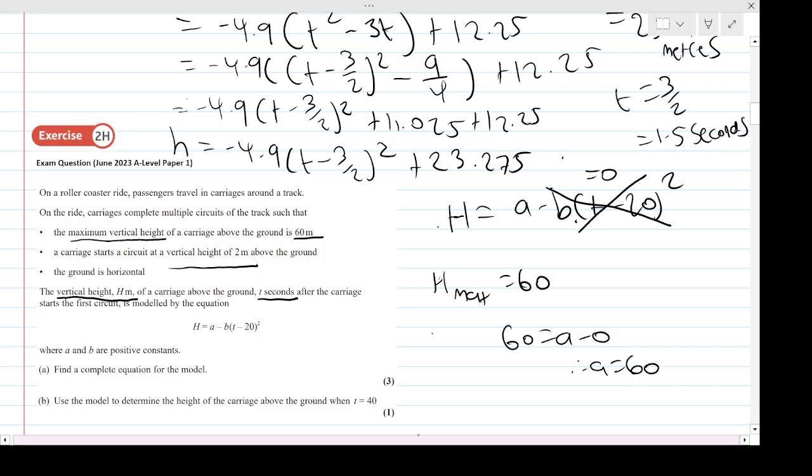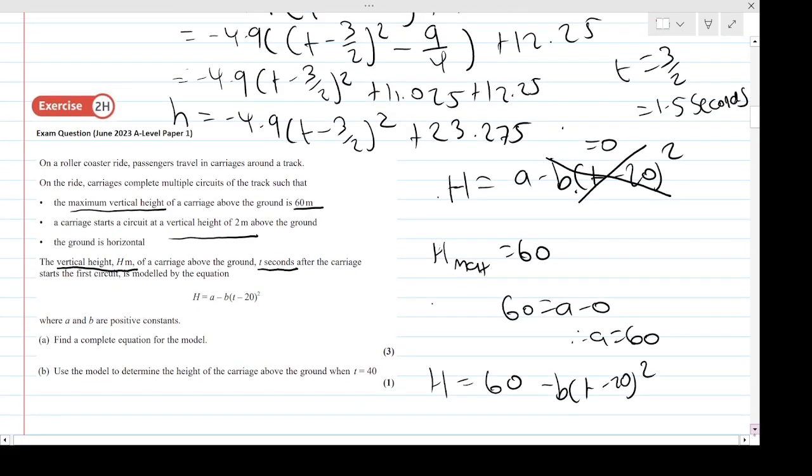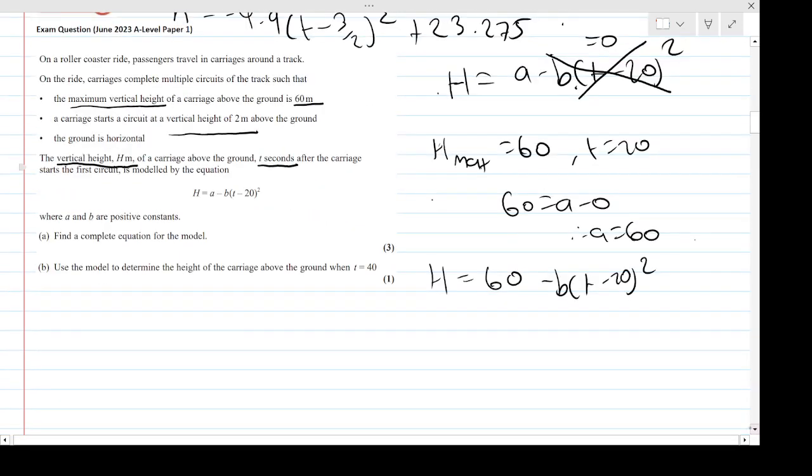And there we are. Then we can update our model because we know what A is. So that's going to be 60 minus B lots of T minus 20 squared. And actually, it doesn't ask for this, but the maximum height would therefore occur when T is 20, because we know when the bracket's 0, T has to equal 20. So 20 minus 20 gets us 0. Okay, so that's our new model. Now we just need to find B, but we need another piece of information.